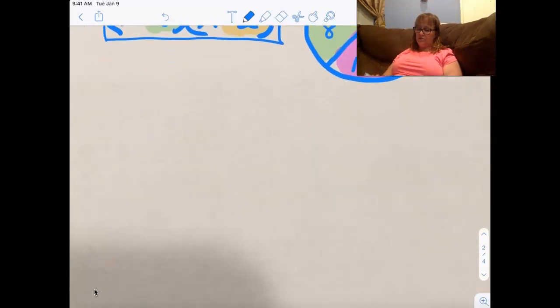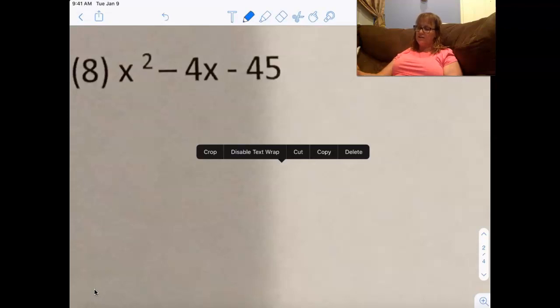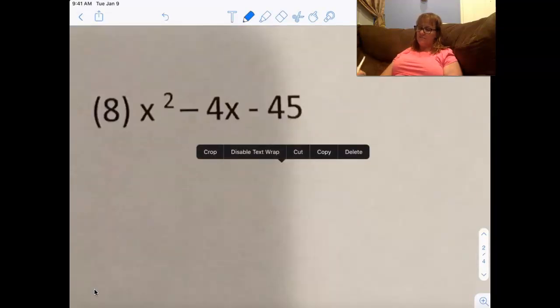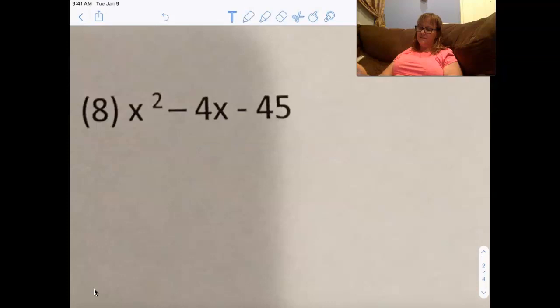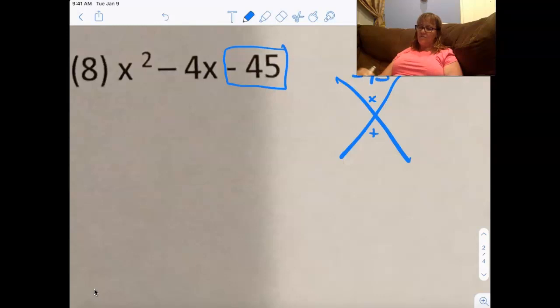All right, let's try one more just to make sure you got it. Again, I'm going to kind of shortcut this now. Oh, there goes my Apple Pencil messing up again. There we go. So instead of drawing the big circle, all you have to do is just kind of put an X there. Remember, we're multiplying and adding. What are we multiplying to find this time? A -45. What are we adding to get? A -4. The numbers here are going to be a -9 and a +5.